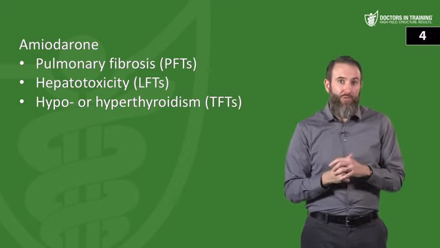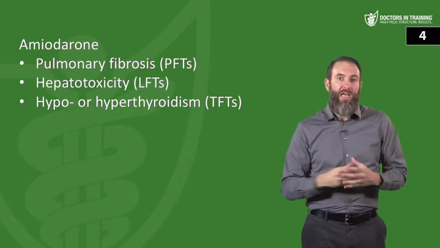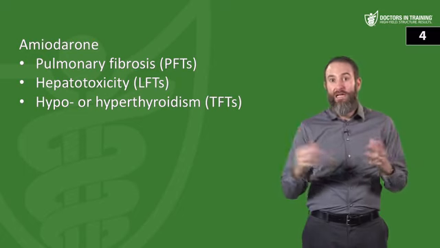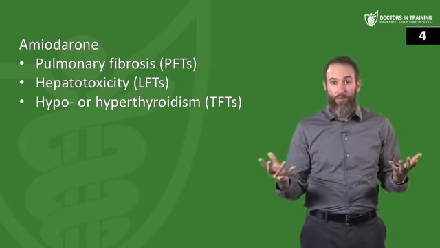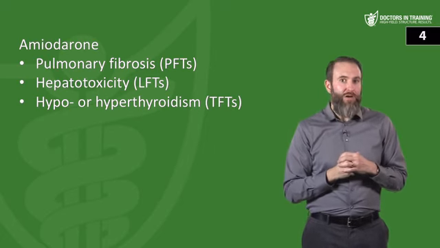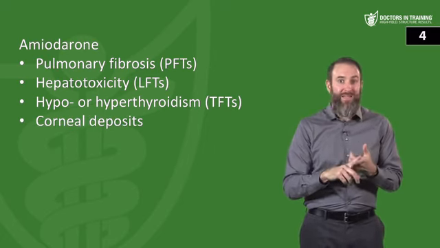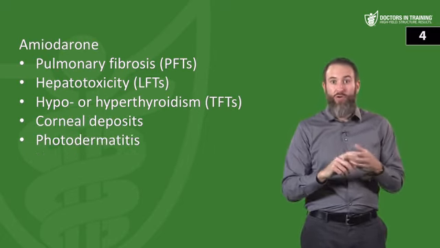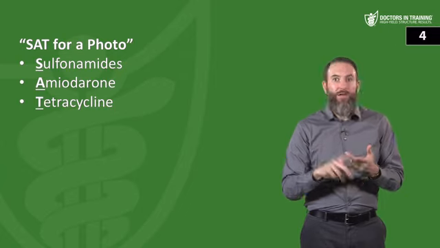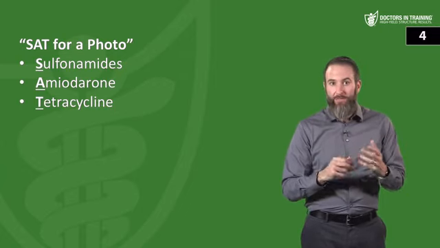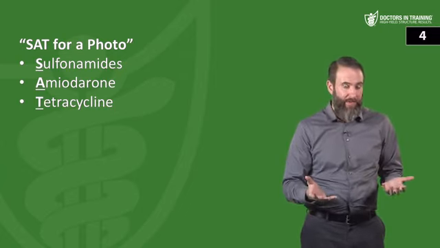Now, why does amiodarone cause hypo or hyperthyroidism? Amiodarone is actually 40% iodine by weight, and the only tissue in your body that uses iodine is your thyroid. Now, amiodarone can cause a lot of other things: corneal deposits, skin deposits resulting in photodermatitis. Remember your mnemonic SAT for photo. The SAT stood for sulfonamides, amiodarone, and tetracycline, which can cause photosensitivity.